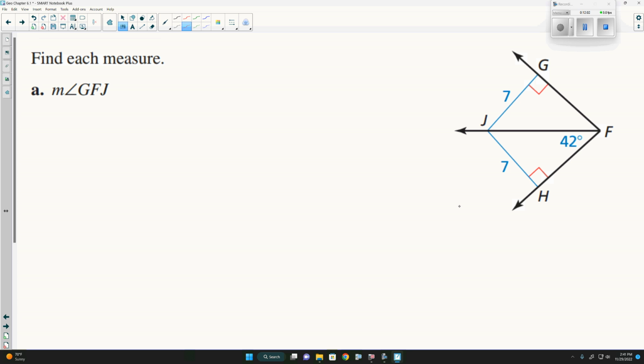So we have a point J, which is in the interior of the angle. We see that JG and JH are congruent. So it means the measure of angle GFJ equals 42. Let's see what it asks for, GFJ. It didn't ask for this, but what would the measure of angle GFH be? Yep. Because 7 plus 7 is 14.